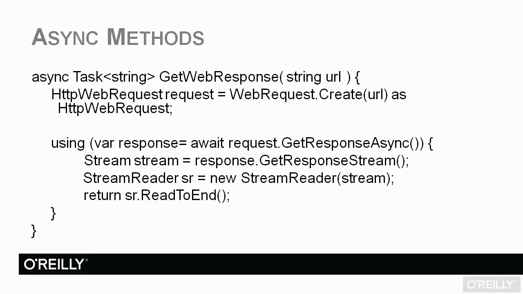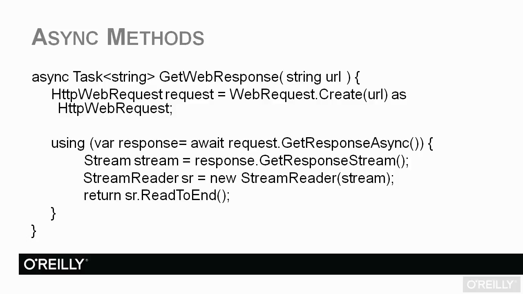So let's take a look at a real async method. And this async method will call out to a website and get a response and return the string response. So I have the async keyword up front, and then I have the Task keyword with the type string. And that's going to be my return type, that I'm going to return a string. And I can pass in whatever parameters I want. So I have the string URL, I create a web request out of that URL, and then I await the response for that request.